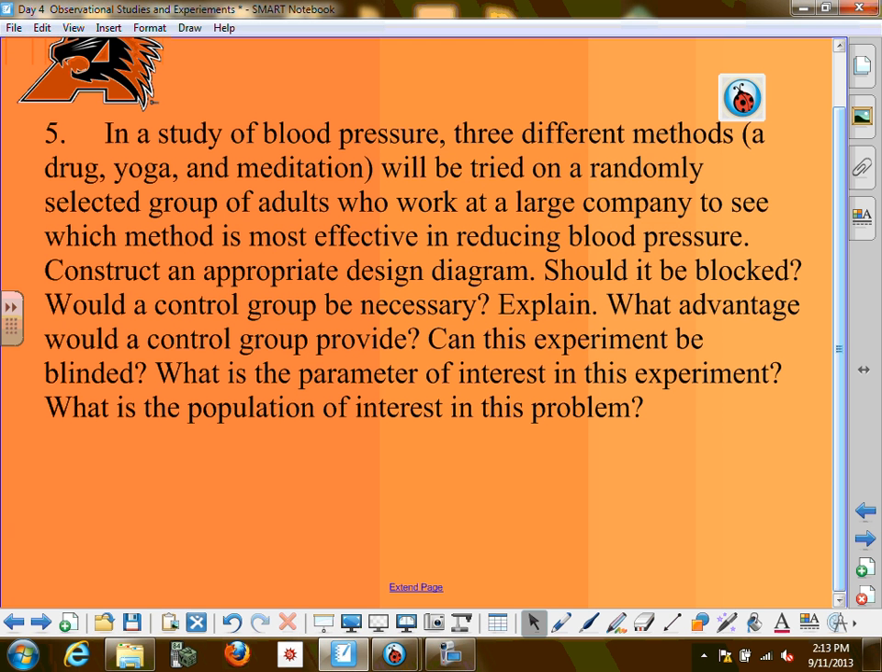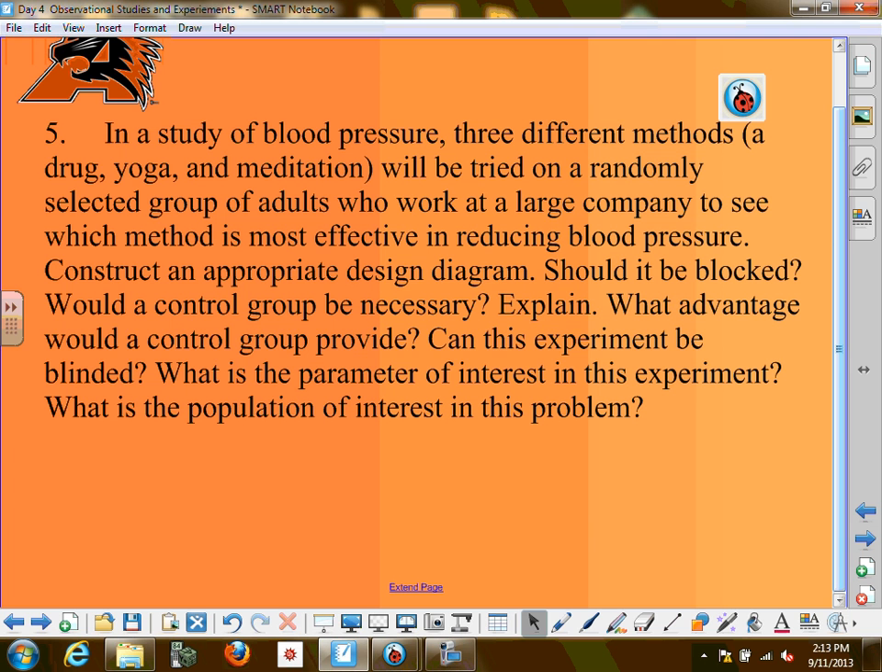Population of interest. Who does this get generalized to? Probably, you think it's all adults? I think it's randomly selected from the company, so I think we would probably just do that particular company now. You then could later argue that they're representative of all adults.